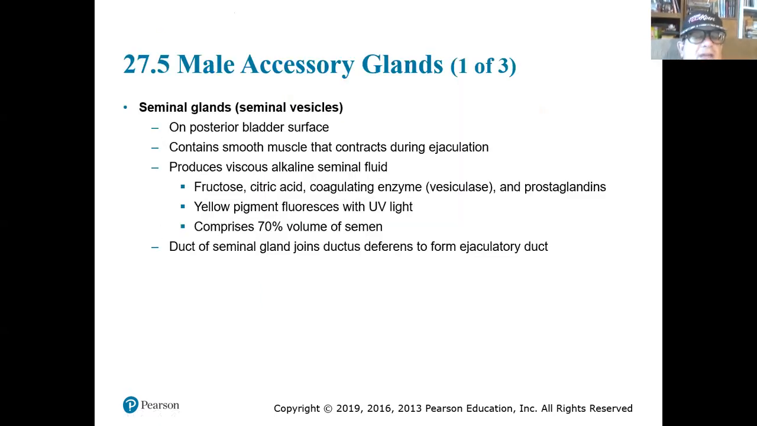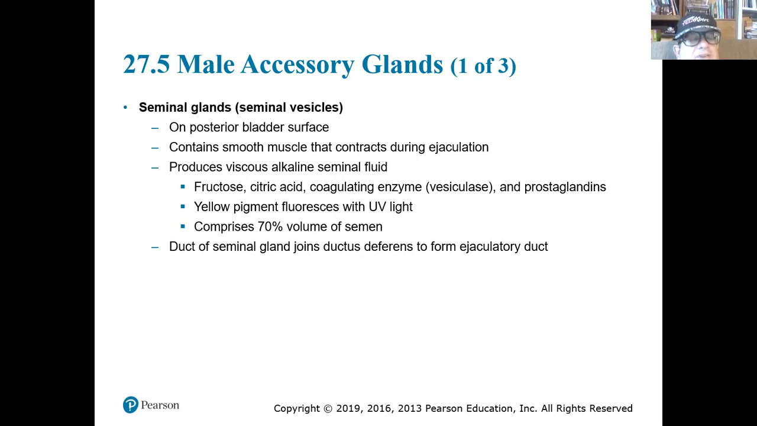So these seminal glands, seminal vesicles, they're on the back side of the bladder. They have smooth muscle that'll contract and push their fluid out during ejaculation. This fluid is alkaline. That makes sense because sperm are wimpy and they die easily. Especially they could die easily in the vagina. The vagina is slightly acidic. In fact, the vagina has bacteria there that make acidity to keep yeast out.